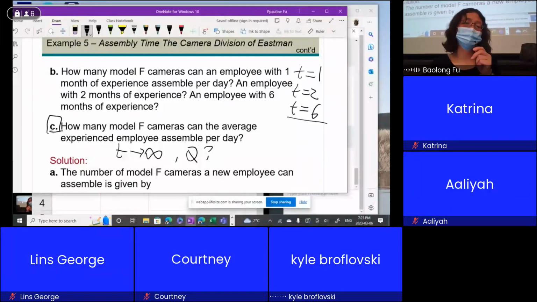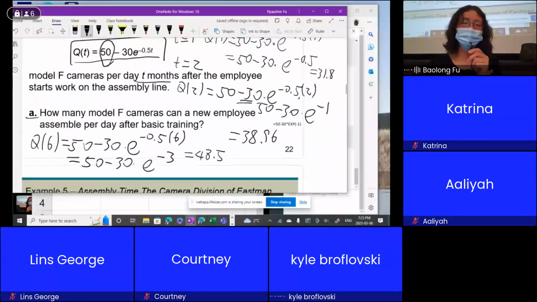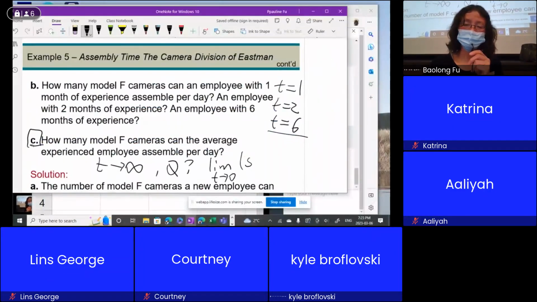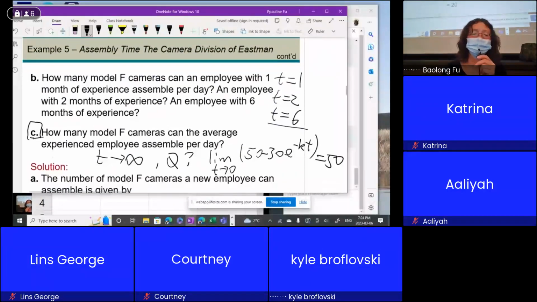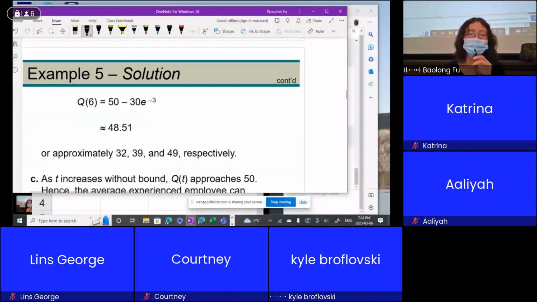That is the question. So you take the limit when t goes to infinity of the original function, and the limit equals 50. We proved this, right? We did that. Okay, questions? All right. So we did all of this.